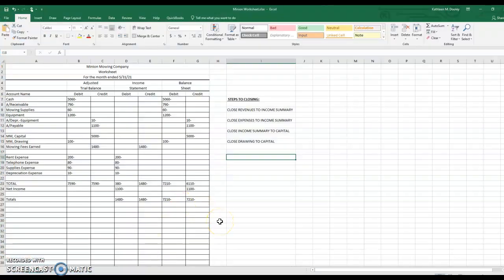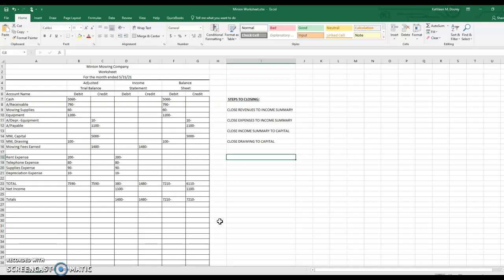Okay, now we have analyzed the transactions, we have journalized them in a journal, we've posted them to the ledger, we summarized them on a trial balance, on a worksheet, we did the adjusting entries, got an adjusted trial balance and posted them, and then we did the financial statements. And now we are finally completed with the month and we can close out this month.